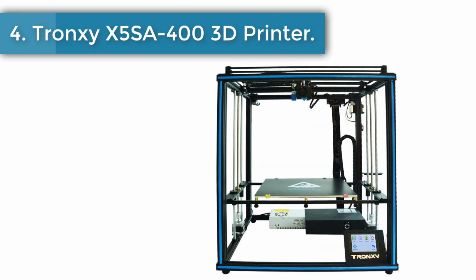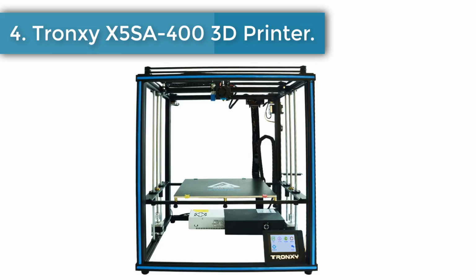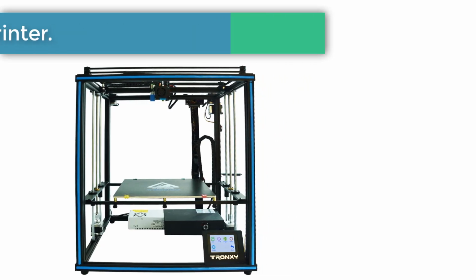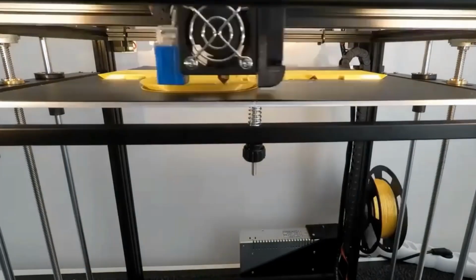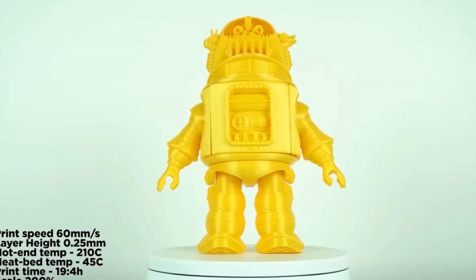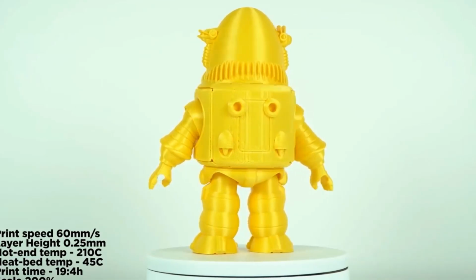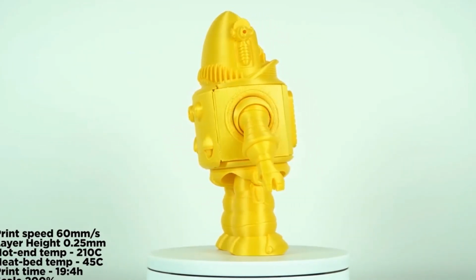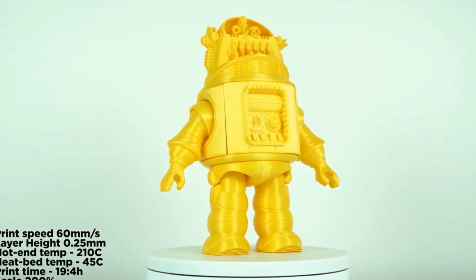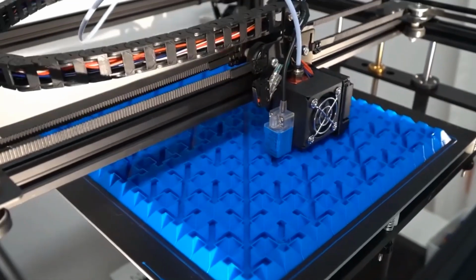Number 4. Tronxy X5SA 400 3D Printer. Replaced the original blue leveler and hotbed with better TR sensor auto leveling and lattice glass plate. The upgraded automatic bed leveler can sense opaque objects. The lattice glass plate allows for easy removal of printed products and cleaning of the printing surface.